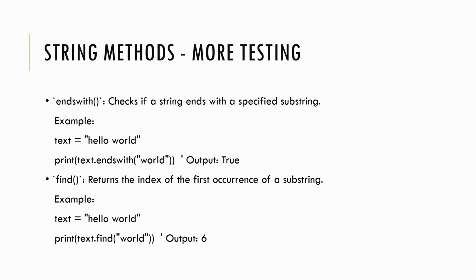Similarly, find is a method that returns the index of the first occurrence of a string. If the substring is found, it returns its index. If the substring is not found, it returns -1. For example, "hello world".find("world") will return 6 because world starts at index 6 in the string.